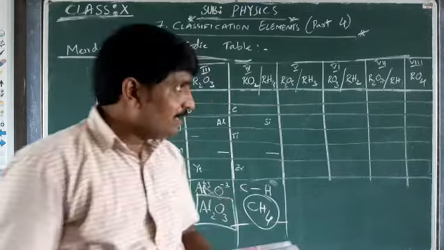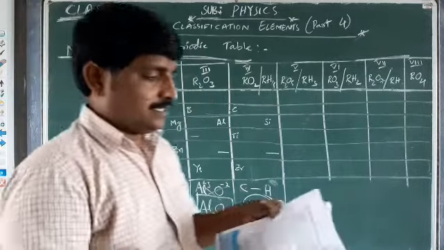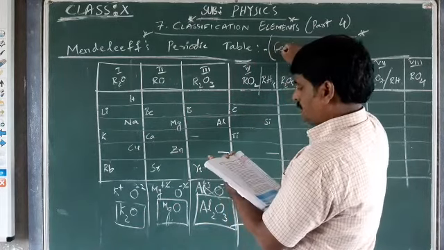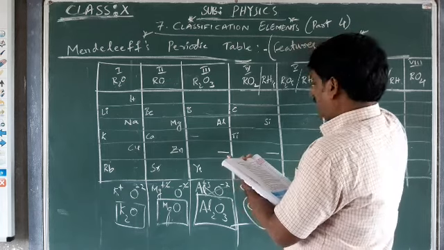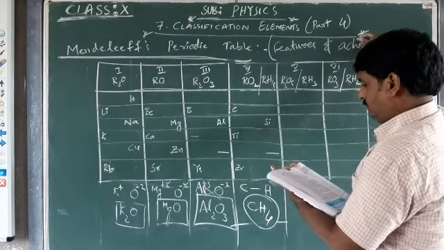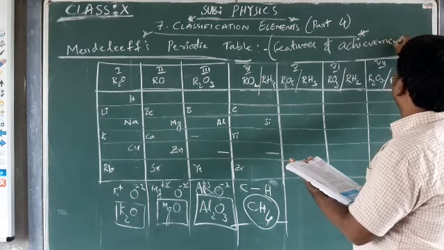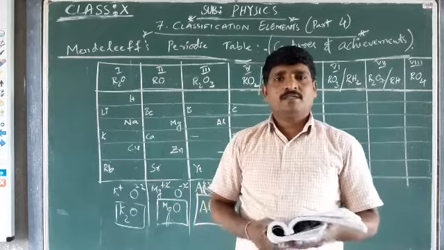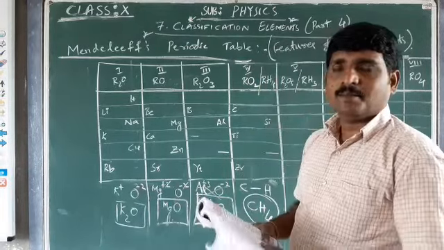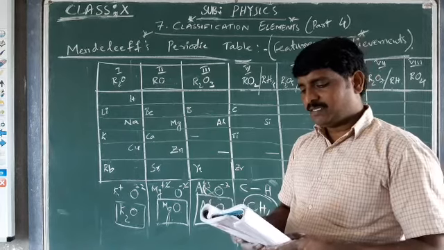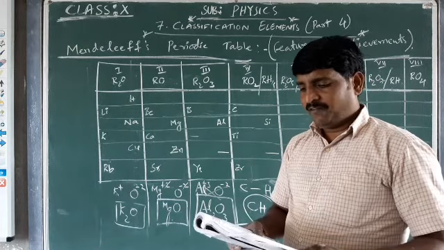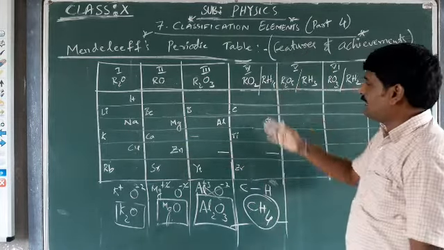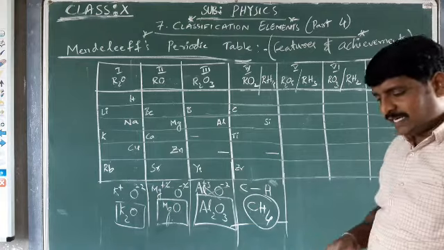Now let's see the features and achievements of the table. One feature is groups and subgroups. There are 8 vertical columns in the Mendeleev periodic table, which are stated as groups.